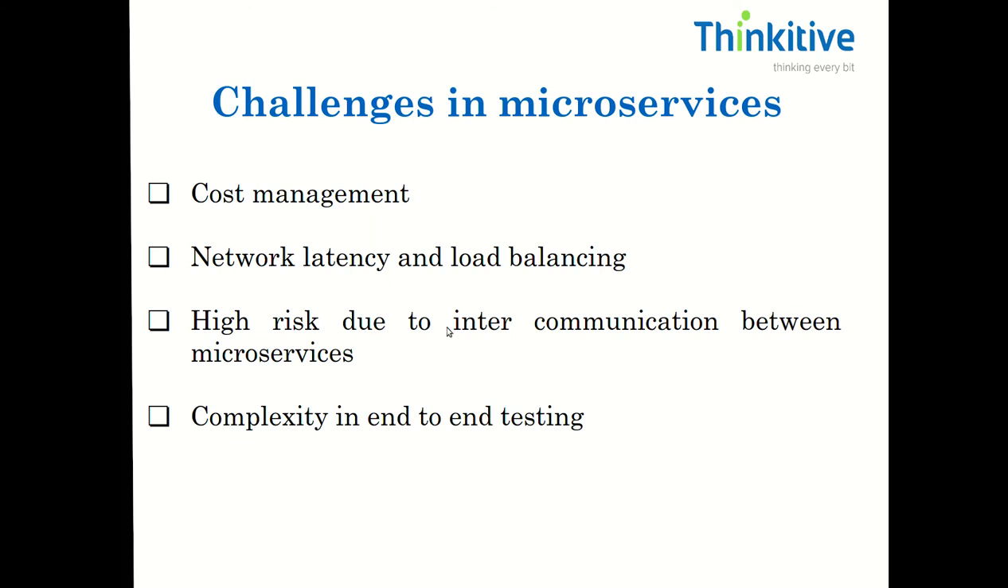And what is high risk due to intercommunication between microservices? Suppose there are 3 to 4 microservices, they need to communicate with each other to exchange some information, and one of the microservices goes down, then because of that the entire chain will break, and that is the high risk due to intercommunication. Complexity in end-to-end testing means suppose we are having a chain of microservices, then it is pretty difficult to test rather than a monolithic application for end-to-end testing. So those are the advantages and challenges in microservices architecture.